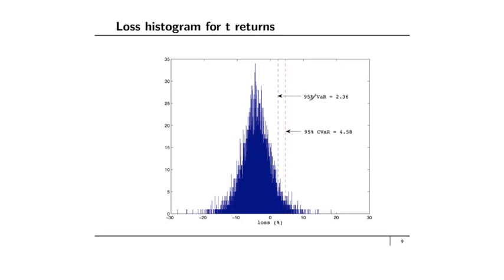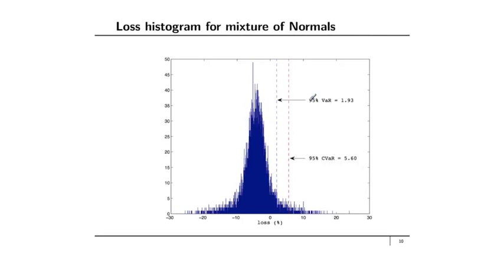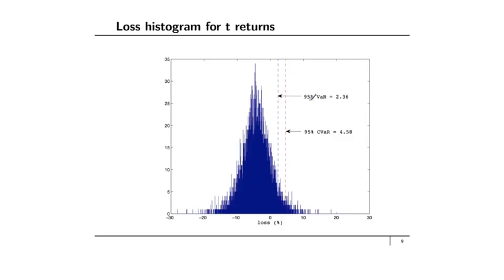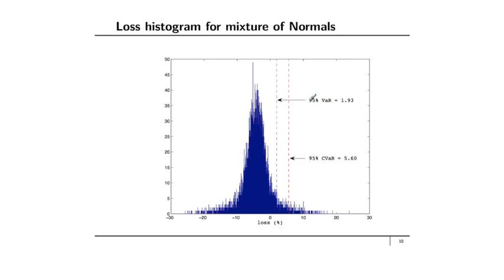What happens with that mixture of normals? The conditional value at risk is 5.6. And again, if I just flip between these two slides, you will see that the tail is becoming larger. And the 95% VaR is at 1.93.